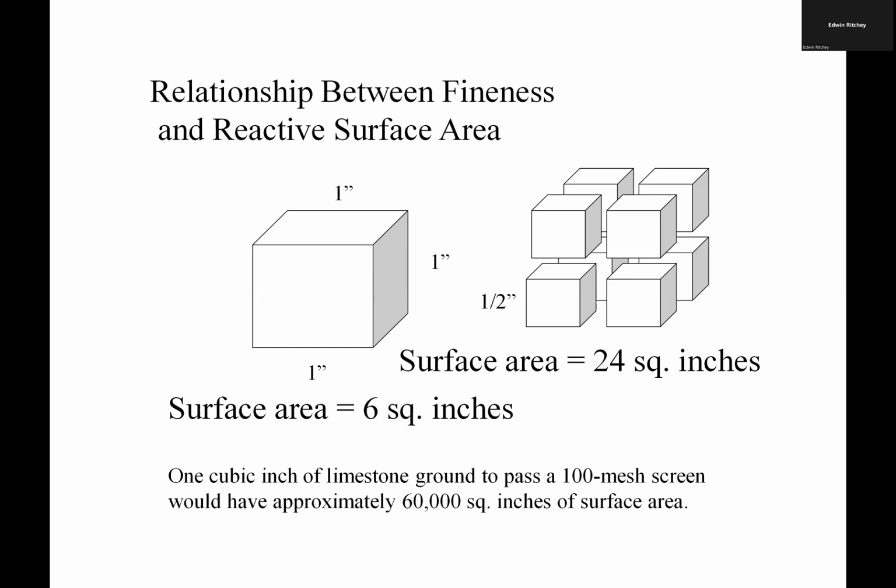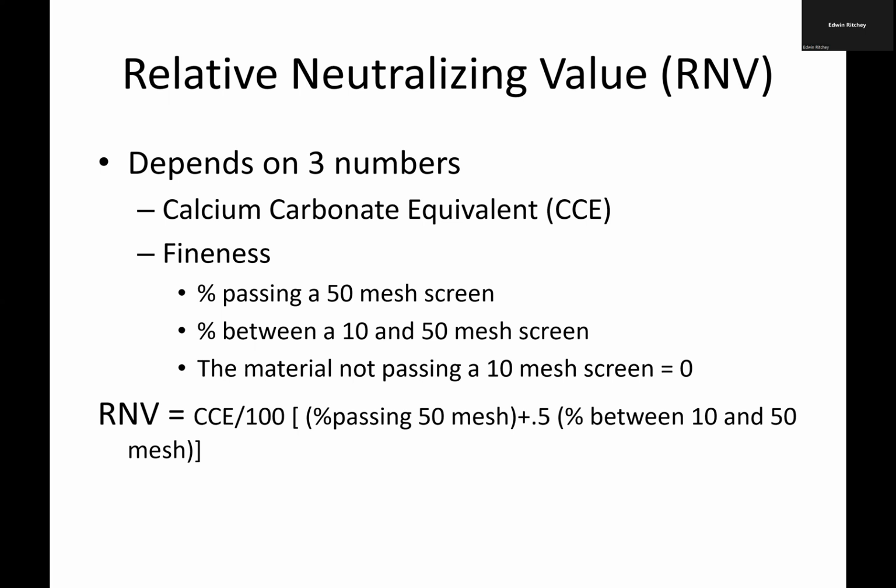The relative neutralizing value, which is how you determine the value and effectiveness of your lime, depends on three numbers essentially: your calcium carbonate equivalent, the CCE, which is how pure it is, and then the fineness. The fineness is the percent passing through a 50 mesh screen, and then the percent passing a 10 mesh but not the 50. And if it doesn't pass a 10 mesh screen, we give it an RNV of 0.